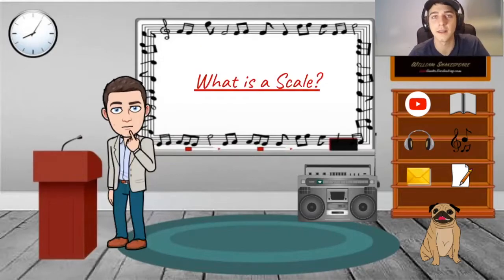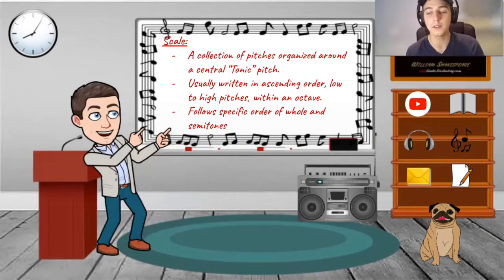So what is a scale? In music, a scale is a collection of pitches that are organized around a really important central note called the tonic. So if we're playing something like a C scale, the note C is going to be the most important note of that scale, and that note is our tonic. So if you know the name of a scale, you know the tonic. A B flat scale, the B flat is tonic. An A scale, the A is tonic, and so on. It's usually written in ascending order, if not going up the octave and then back down.